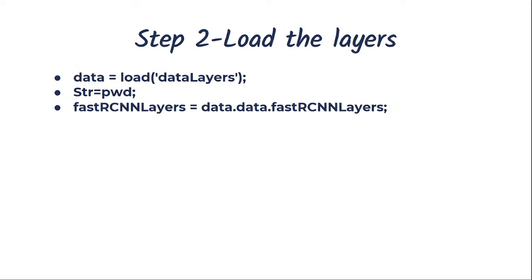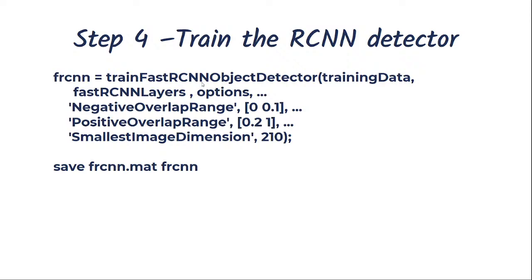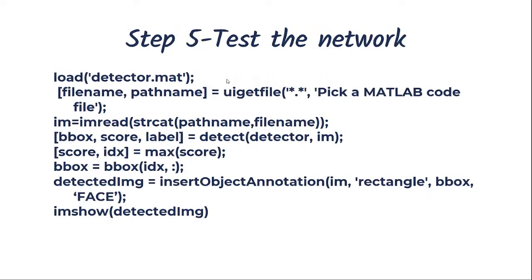Step two is to load the RCNN layers, and these layers are available in MATLAB. It's a pretrained network. So you load the layers and set the training options, and step four is to train the RCNN detector. We have used train Fast RCNN detector to train the detector, and step five is to test the network. Let's go to MATLAB.